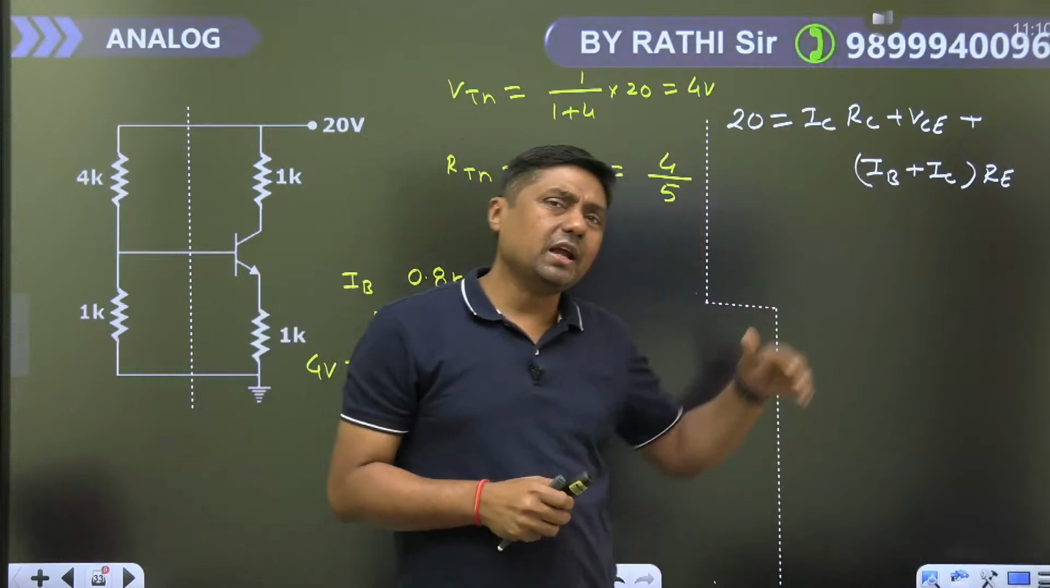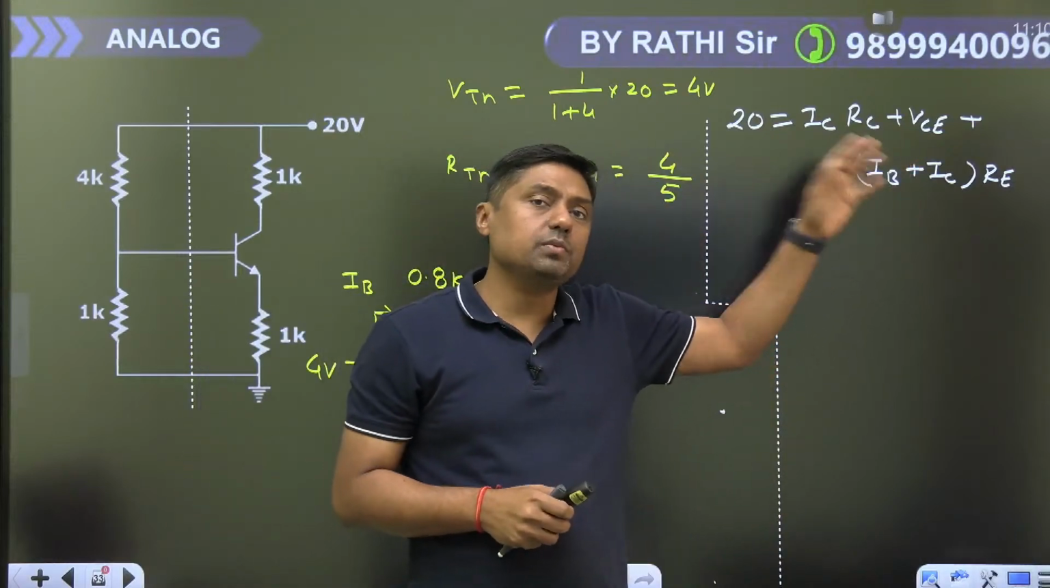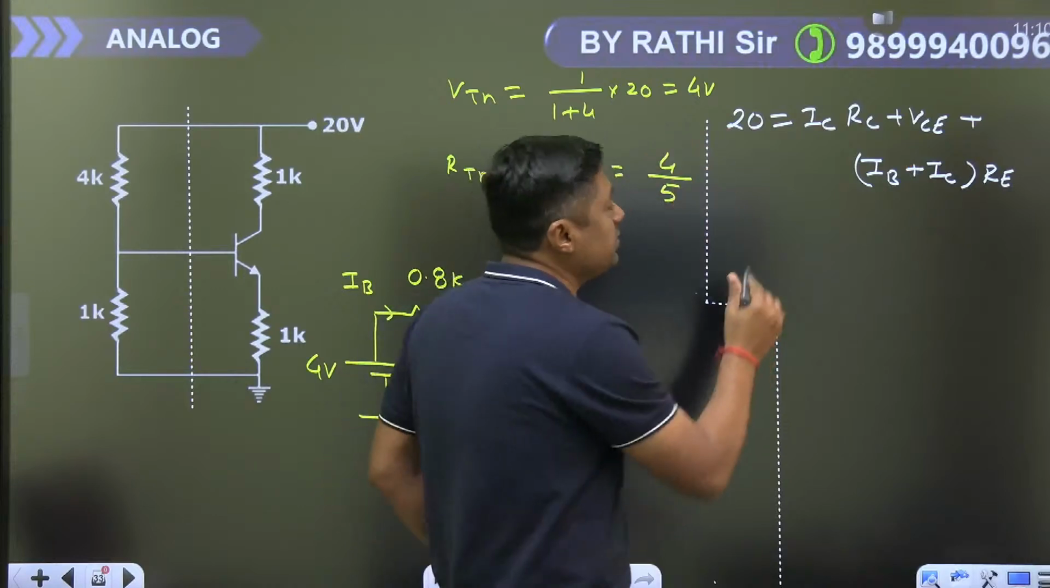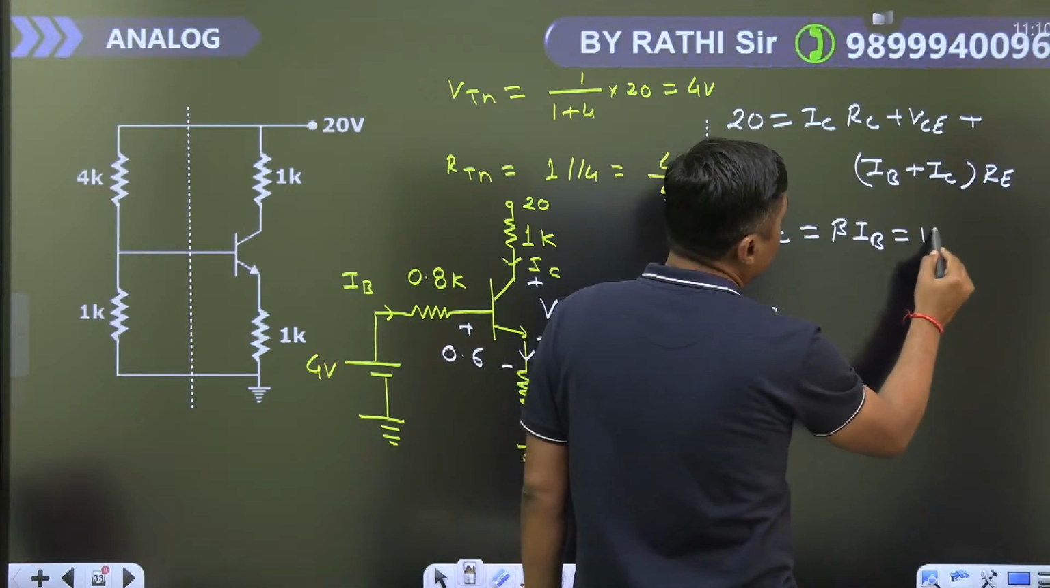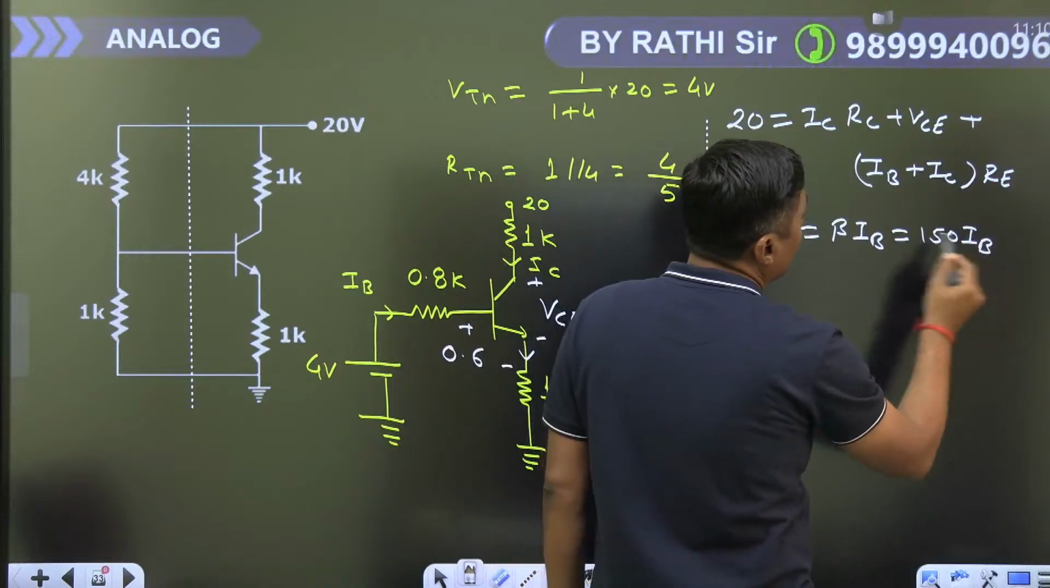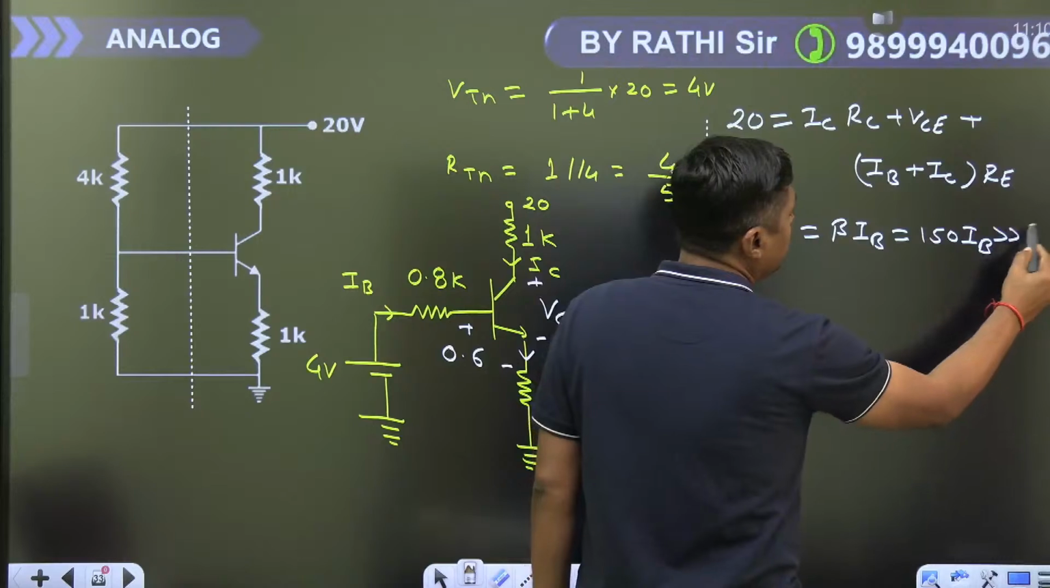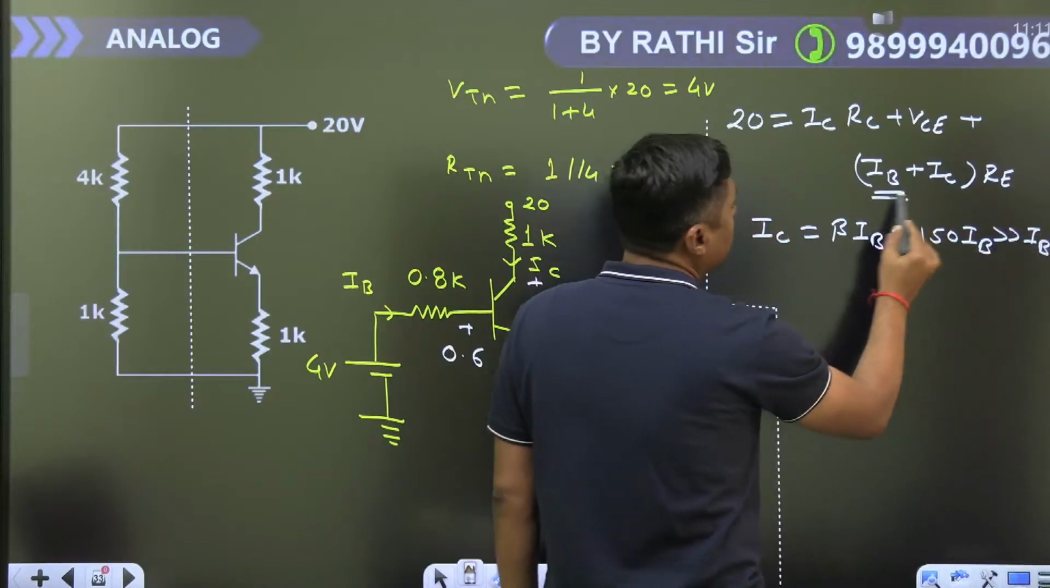You can also neglect the IB in comparison to IC, because IC is equal to beta times IB, that is 150 times IB. So this is very much greater than IB. So you can neglect IB here.